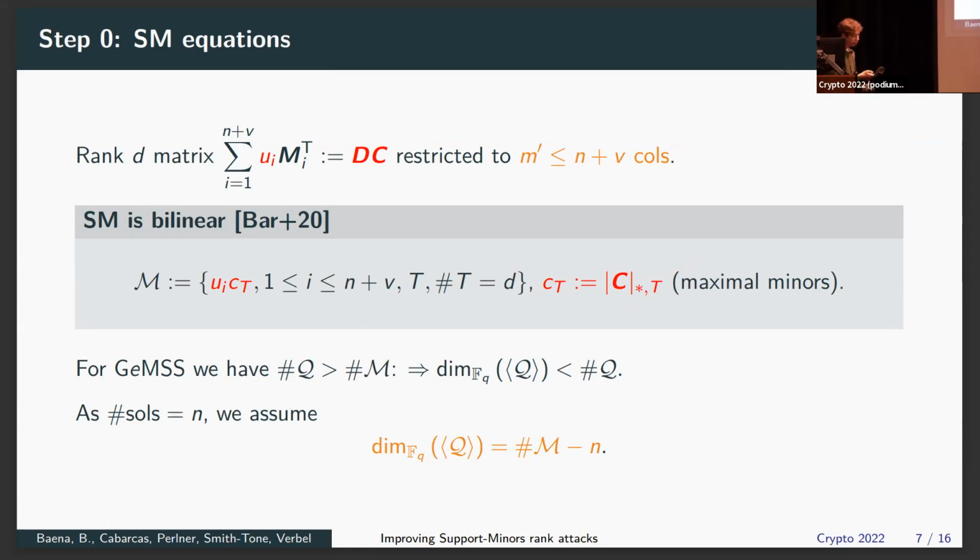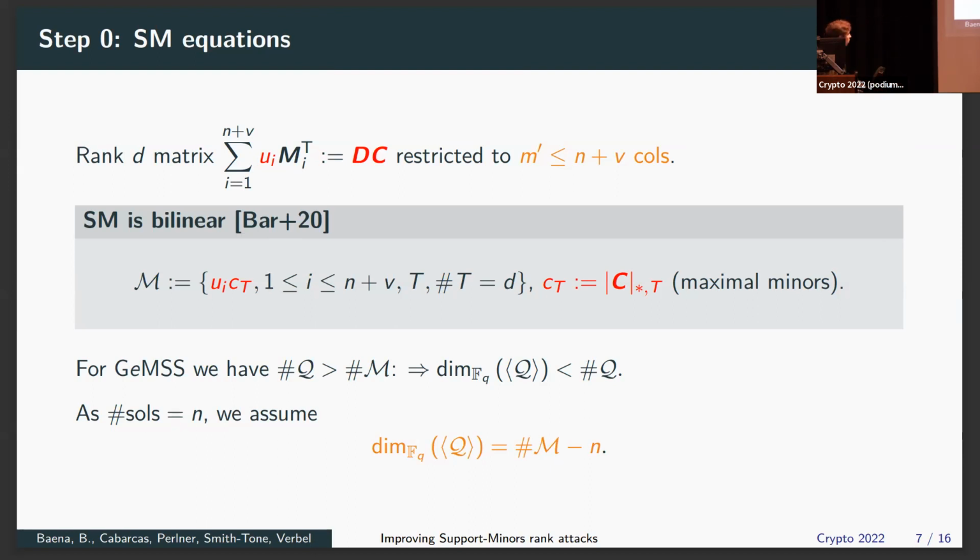Also, there is a very important property of support minors, which was already pointed out in the initial paper, that this system is a bilinear system. So in fact, your set of monomials is this one, a very particular shape. And here, C_T refers to what? To a maximal minor of the matrix C. So instead of having the entries of the secret matrix C as variables, we'll take the maximal minors. And we can see that there is no ambiguity by doing that.